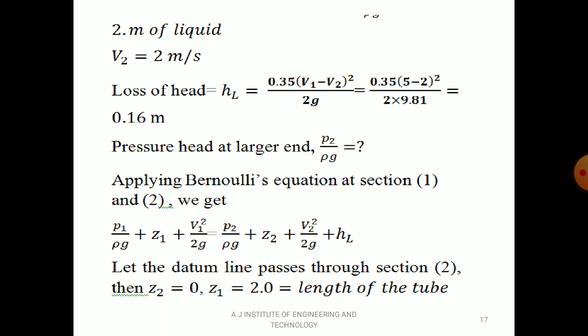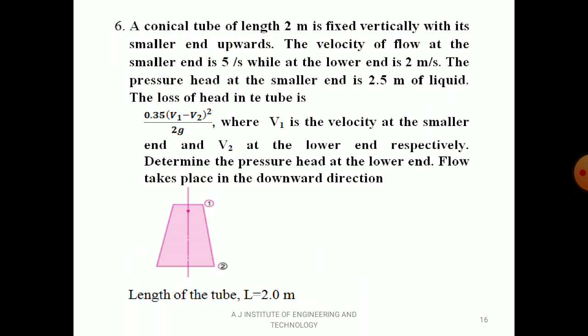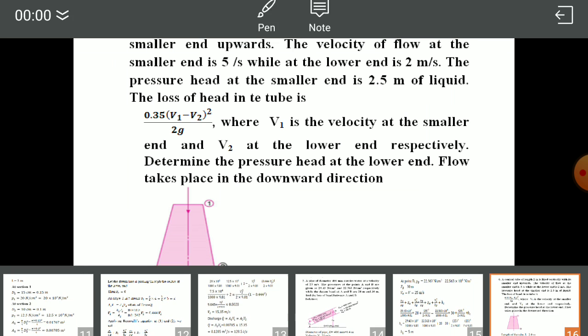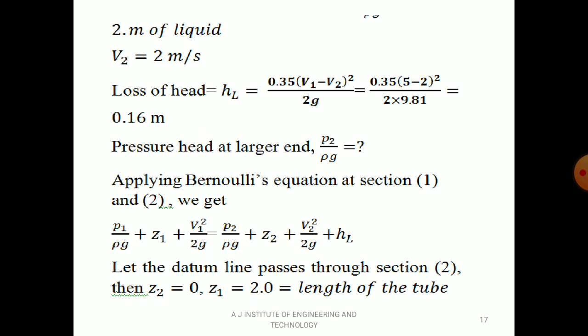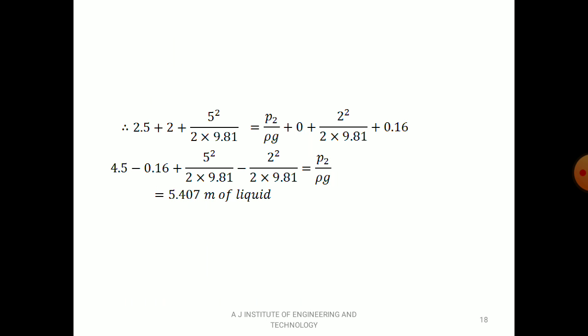Let the datum line pass through section 2, similar to the previous problem. So Z2 value is 0, and Z1 is 2. That is the length of the tube. You can see that the height is equal to the length of the tube, because the pipe is kept in a vertical position.